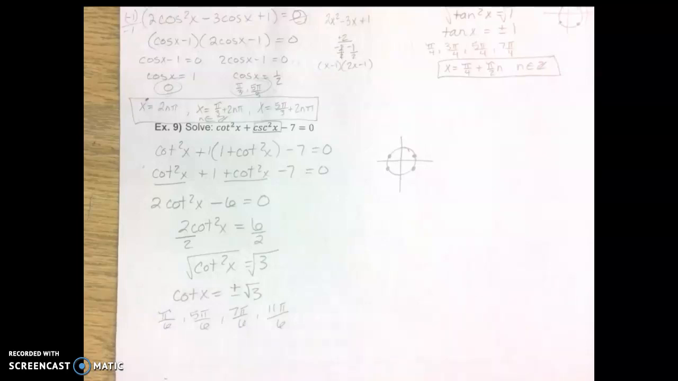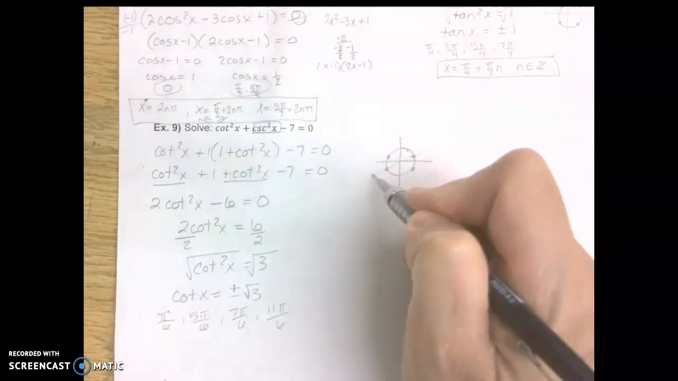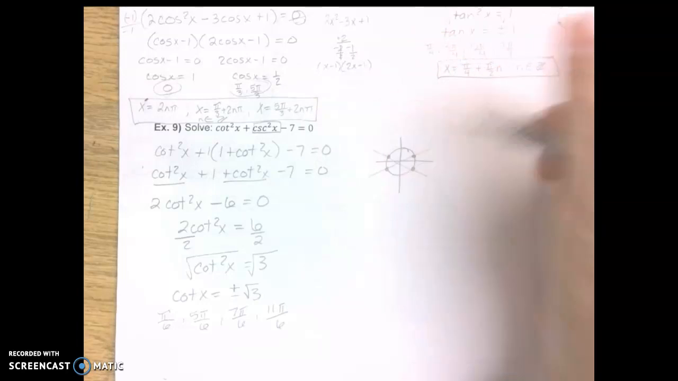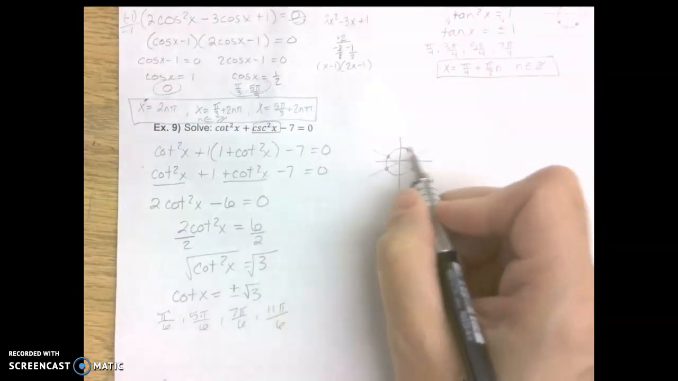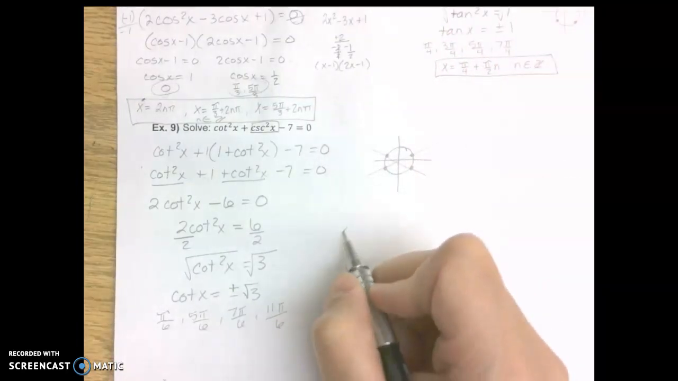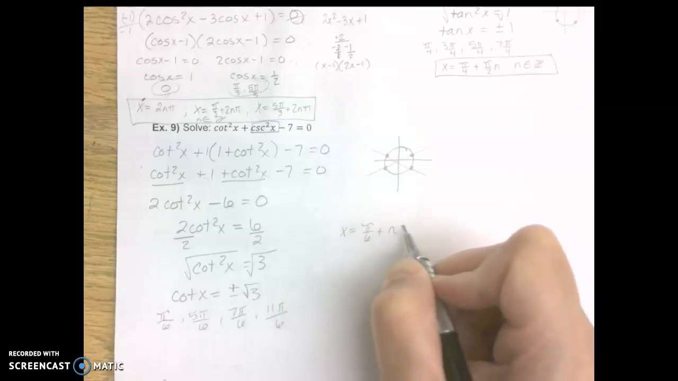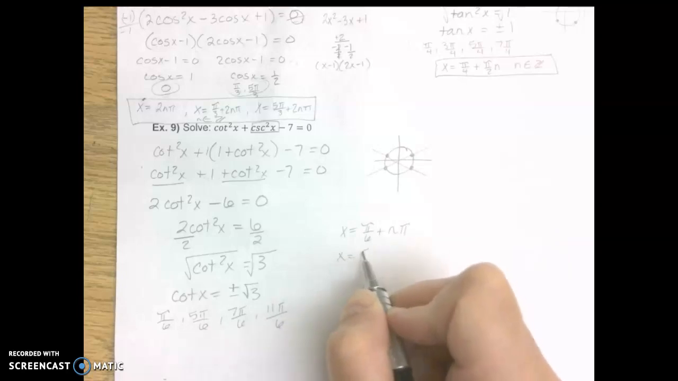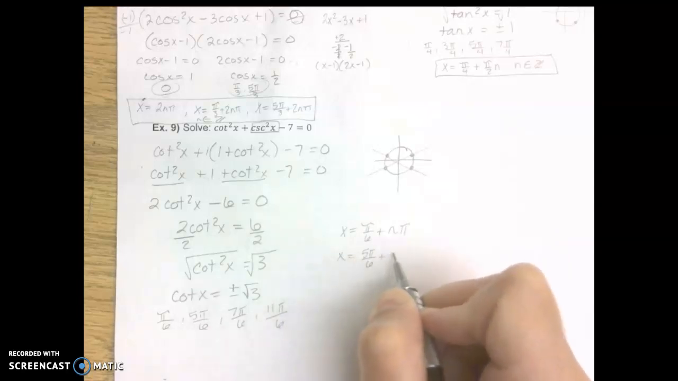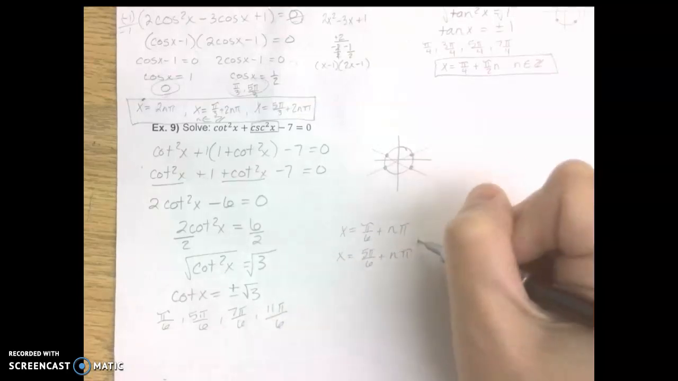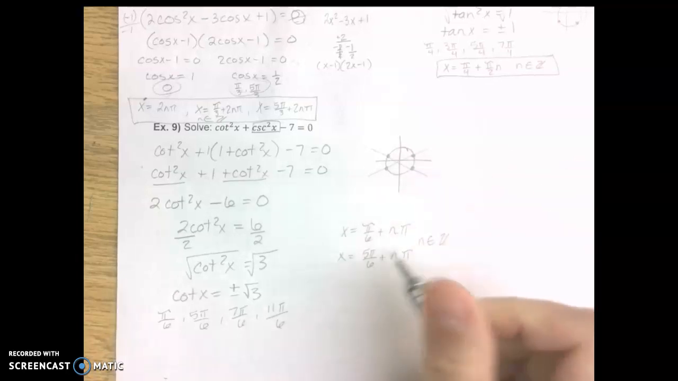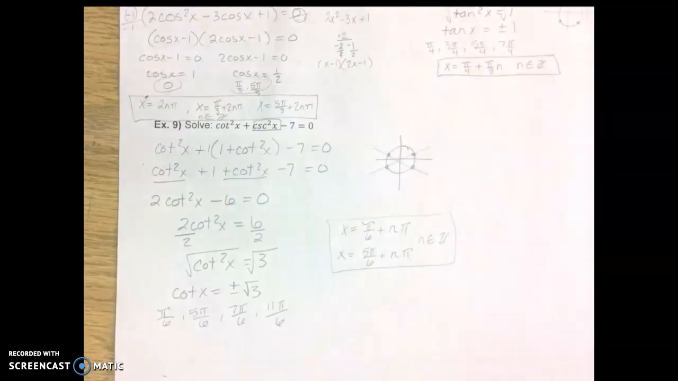And if I want to write equations, the cool thing about tangent and cotangent is that they repeat every pi. So I can do x equals pi over 6 plus n pi, and x equals 5 pi over 6 plus n pi, where n is an element of the integers. I could also, instead of 5 pi over 6, do negative pi over 6, and that would be equivalent there.